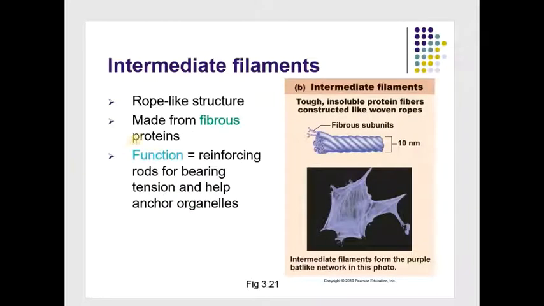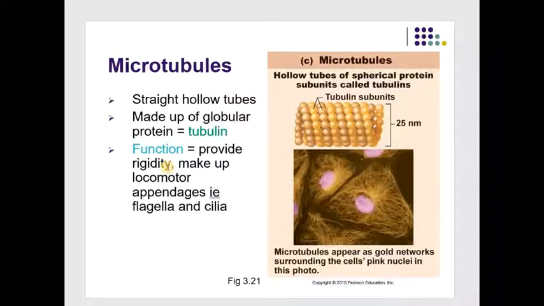We have intermediate filaments. These are rope-like structures that are made from fibrous proteins. The function of these are reinforcing rods, so they're going to anchor the cell to maintain shape and to keep the organelles in their specific places. The third type are microtubules. These are straight hollow tubes that make up the rigidity and locomotion appendages.